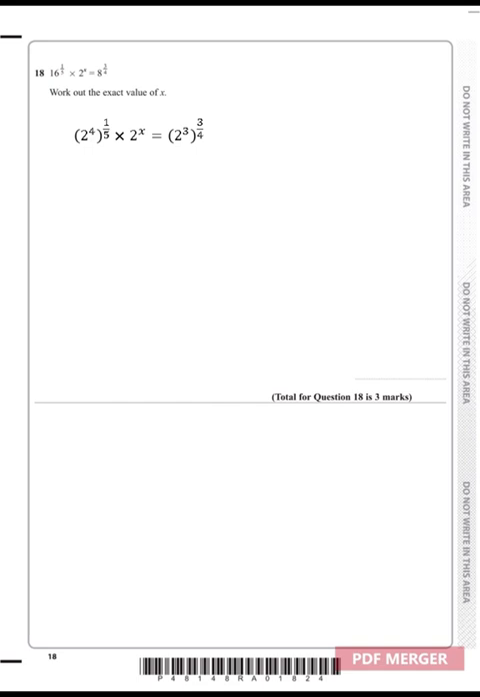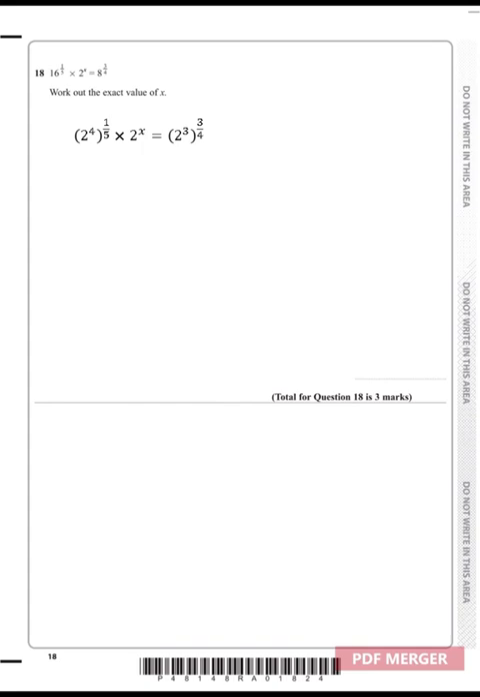So (2 to the power of 4), in brackets, to the power of a fifth, multiplied by 2 to the power of x is equal to (2 to the power of 3), in brackets, to the power of 3/4. Now in laws of indices, if there's a bracket, you multiply the powers, you don't add. The only time you add the powers is if the bases are the same.